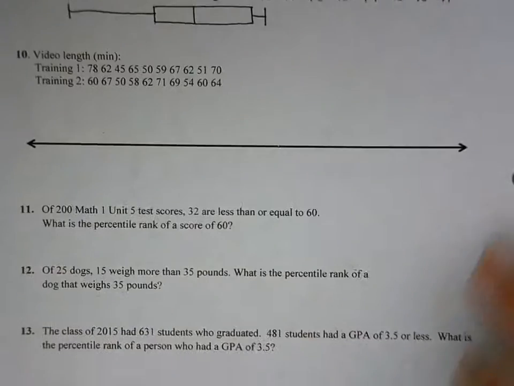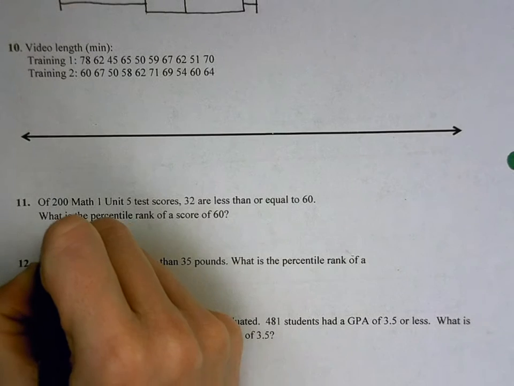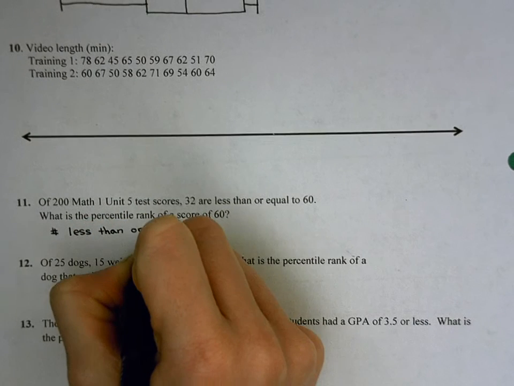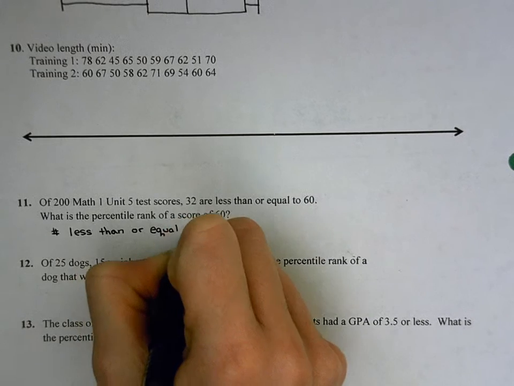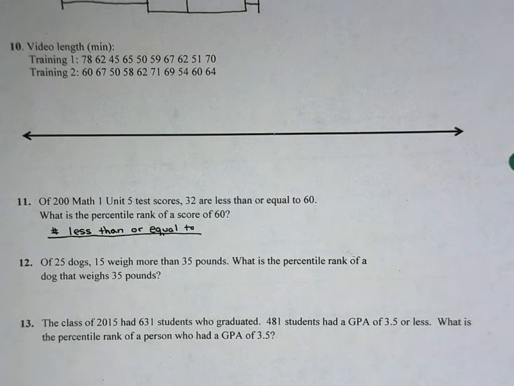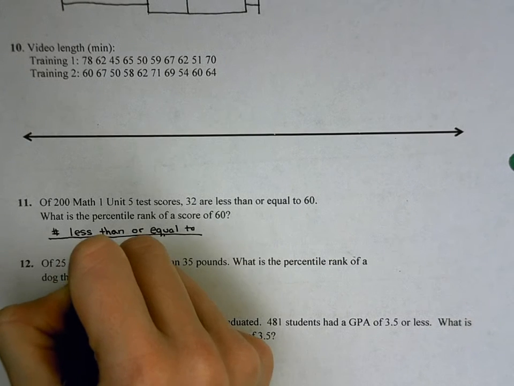Okay, the other thing we looked at was percentile rank, and so with number 11 here we have of 200 Math 1 Unit 5 test scores, 32 are less than or equal to 60. What is the percentile rank of a score of 60? Okay, so percentile rank is the number less than or equal to, or something equivalent to less than, right? Shorter than, smaller than, something along those lines, right? Something synonymous with less than. Okay, so the number less than or equal to divided by the total number.